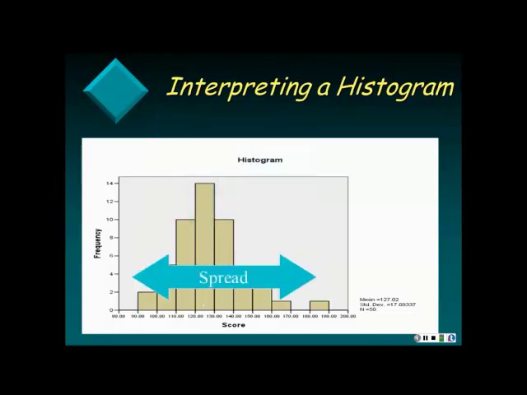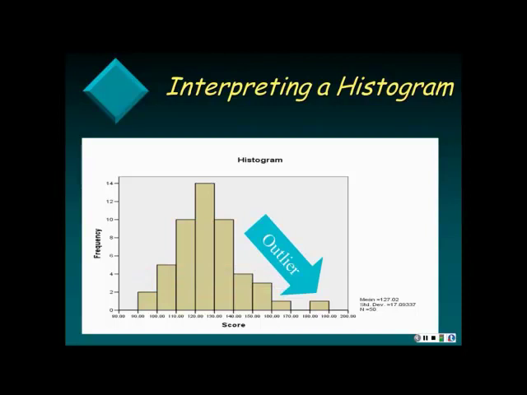Then we can look to see how spread out the data are. Especially if we had more than one histogram, we could look and see which one was more spread out than some other distribution or distributions. And then we might note here that it looks like we have one value that's unusual, which we'll call an outlier. We'll actually talk about outliers and extreme values, and I'll make a distinction about that a little later on in the lecture.